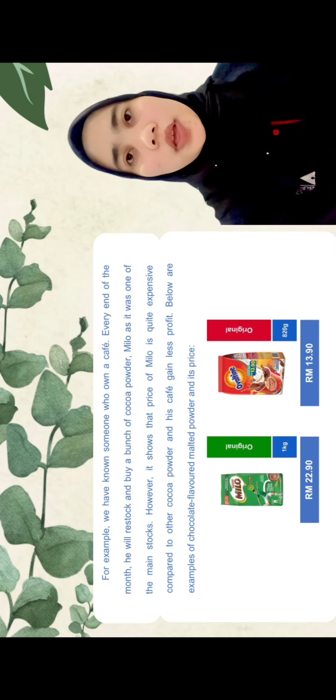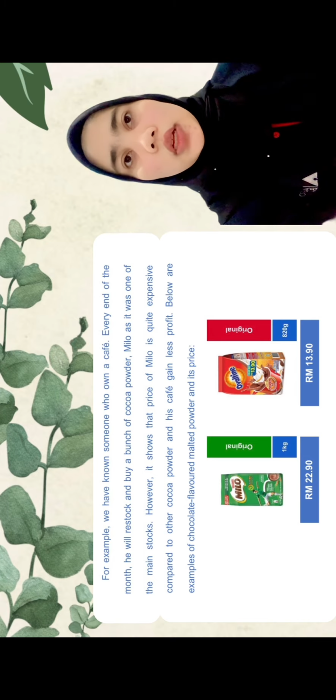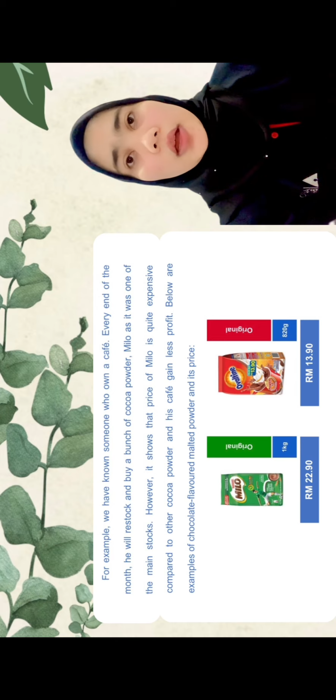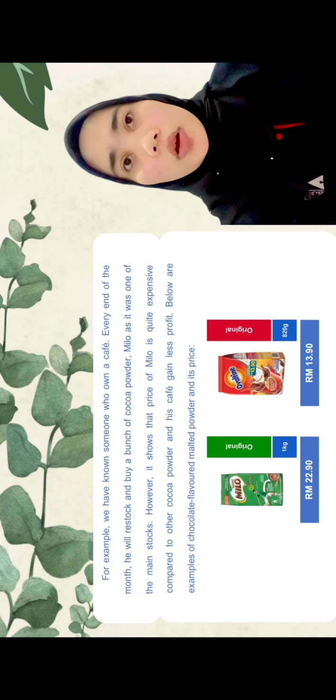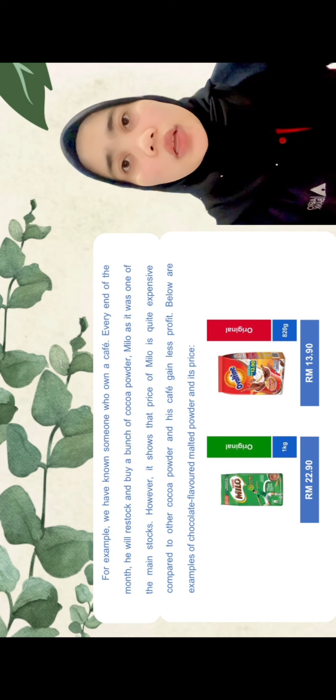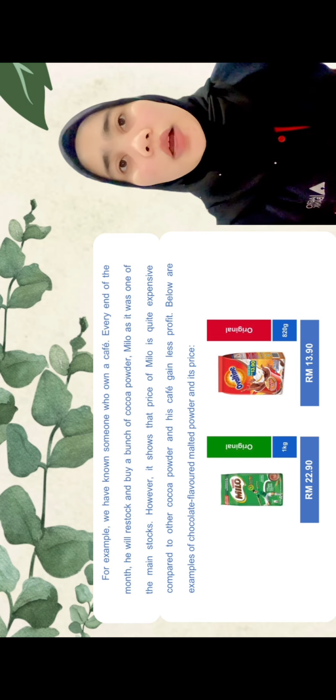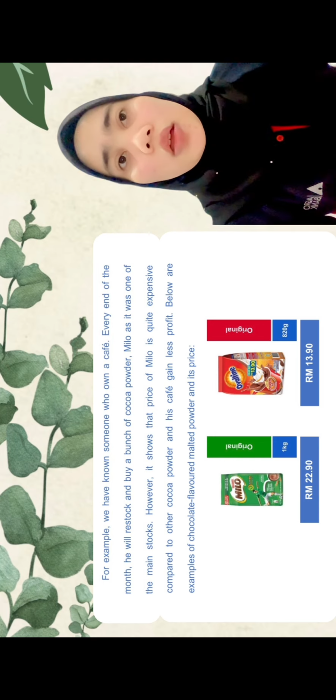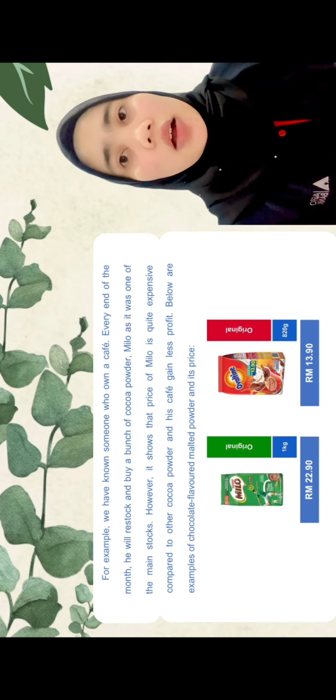For example, we know someone who owns a cafe. At the end of every month, he will restock and buy a bunch of cocoa powder, Milo, as it is one of the main stock. However, the price of Milo is quite expensive compared to other cocoa powder, and his cafe gained less profit. These are examples of a chocolate flavor milk powder and its price.